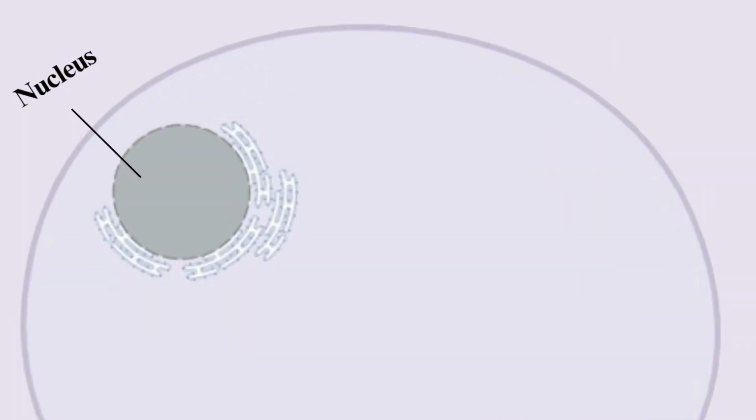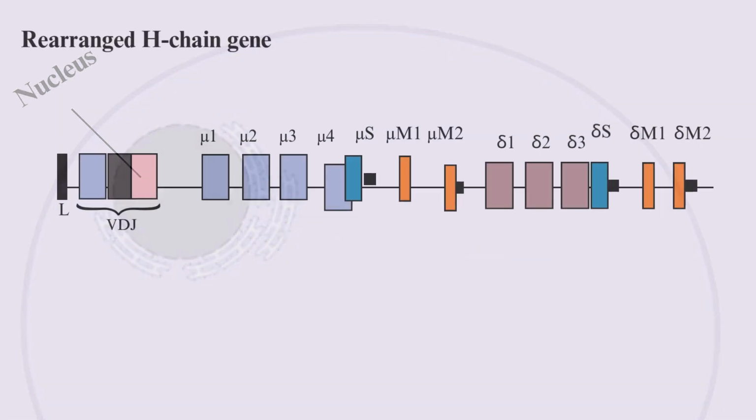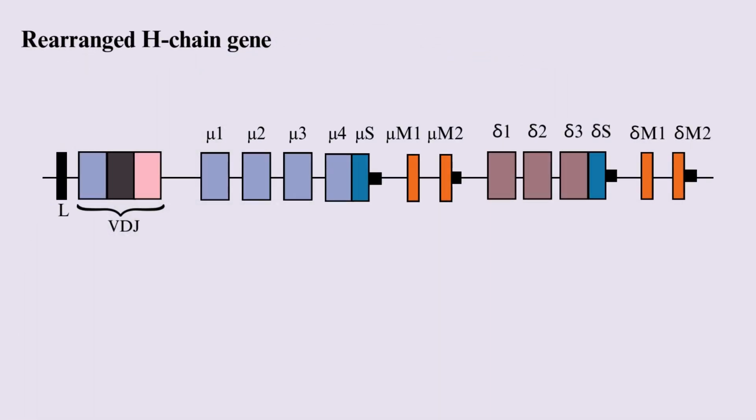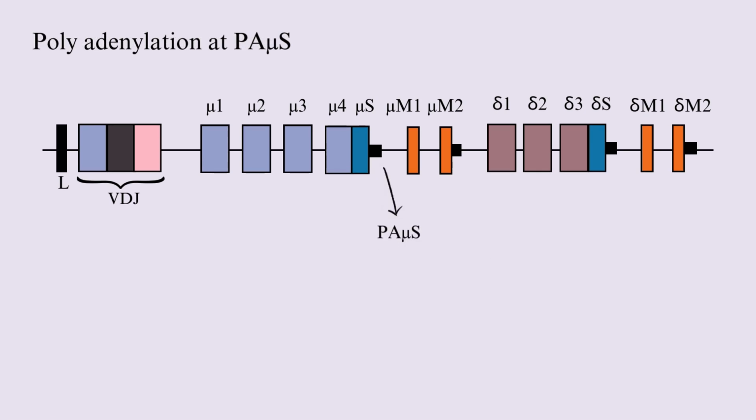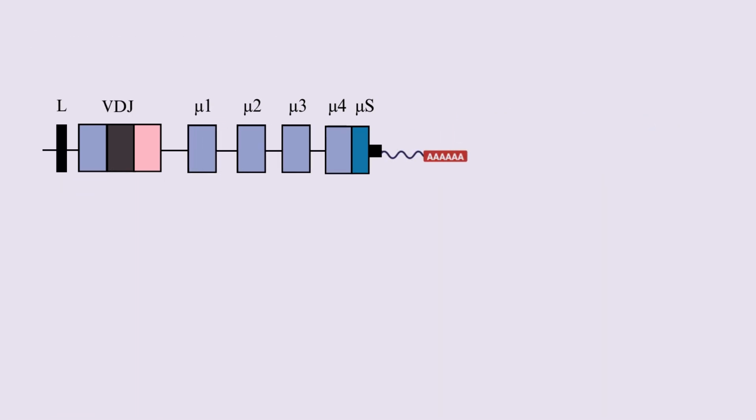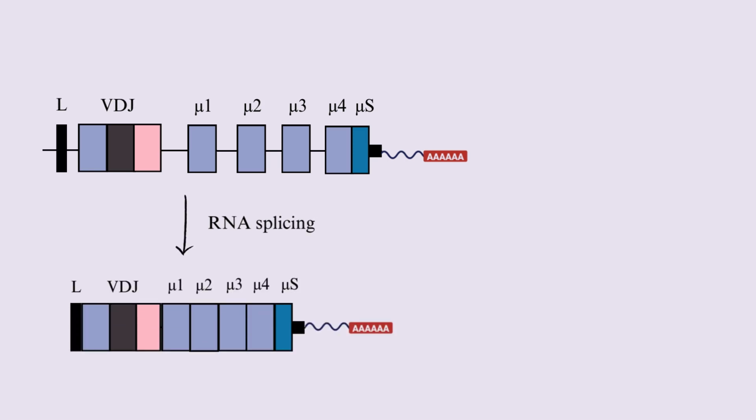Inside the nucleus of a B cell, the rearranged heavy chain gene contains 2 polyadenylation sites in the C-mu segment and 2 in the C-delta segment. PA-mu-S is located at the 3' end of the C-mu-4 exon, while PA-mu-M2 is located at the 3' end of the mu-M2 exon. If polyadenylation occurs at PA-mu-S, the remaining introns are spliced out, producing mRNA encoding the secreted form of the heavy chain.